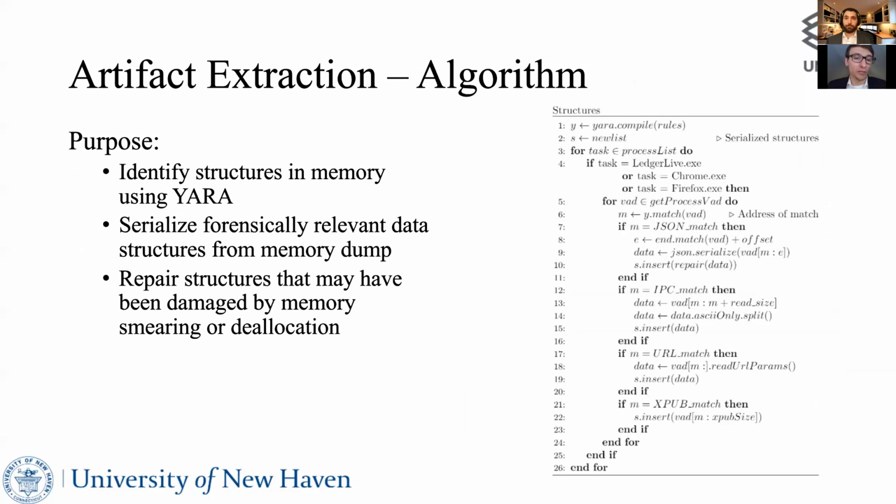Here's an overview of our data extraction algorithm. I won't go through every line, but the main purpose of this is to identify structures in memory using YARA scans, serialize the forensically relevant data structures from the memory dump and load them into Python objects in the Volatility plugin, and detect and repair the structures that may have been damaged by memory smearing or deallocation. These deallocation corruptions happened in predictable ways in predictable locations, and we were able to repair those JSON objects so that they may be serialized into Python dictionaries.